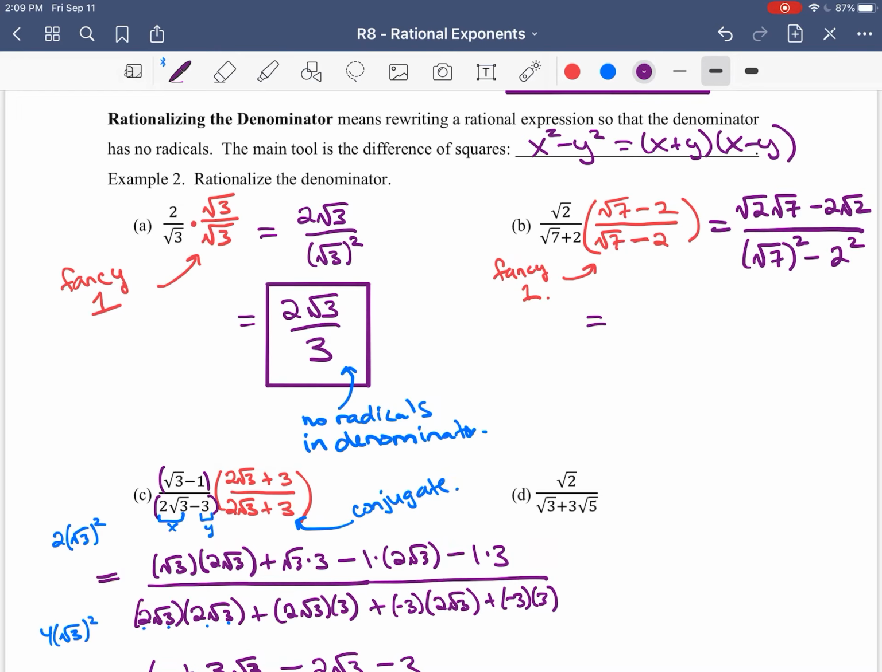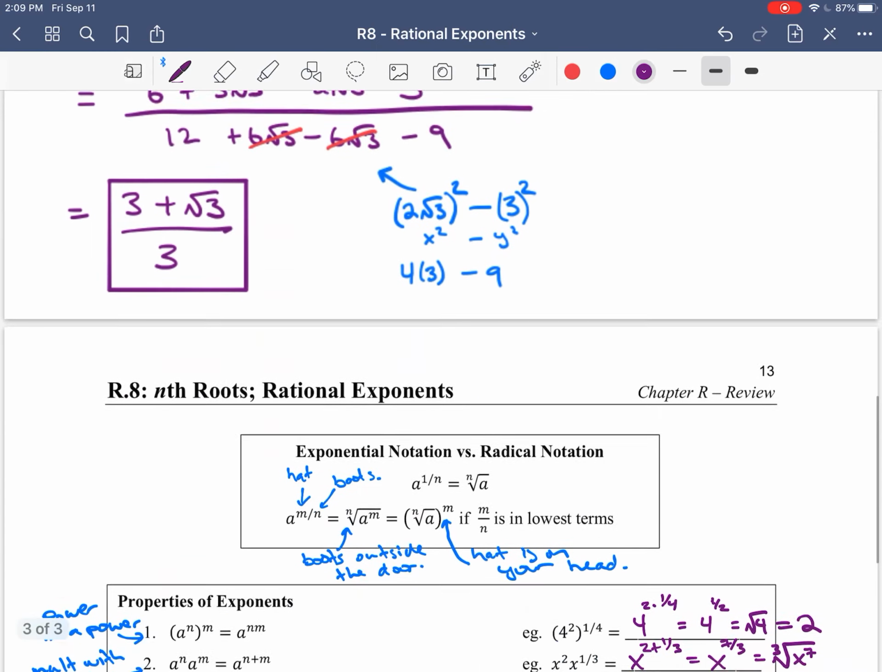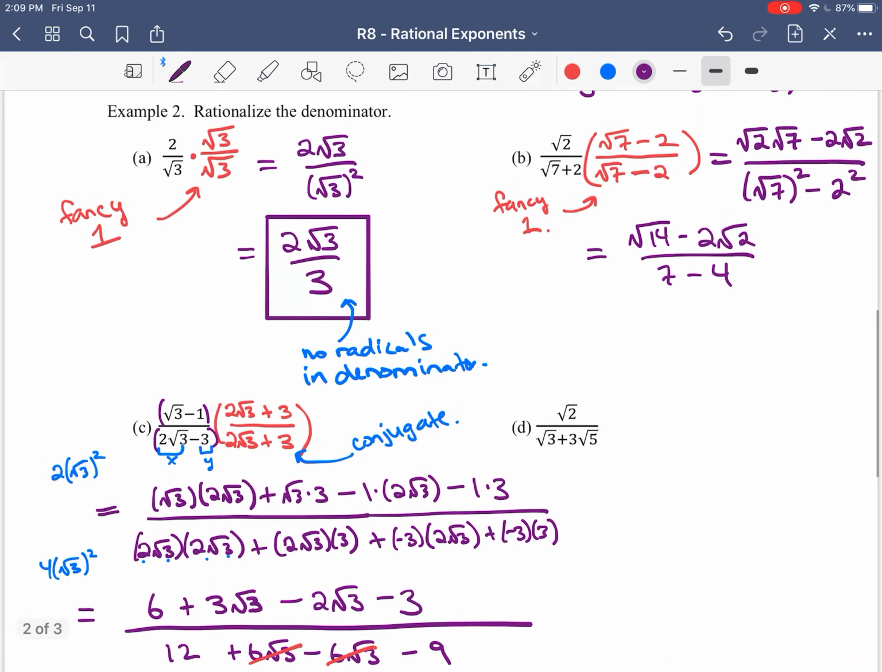Okay, root 7 times root 2 we can write as root 14. Minus 2 root 2. And on the bottom, I have 7 minus 4. So I end up with root of 14 minus 2 root 2 all over 3.